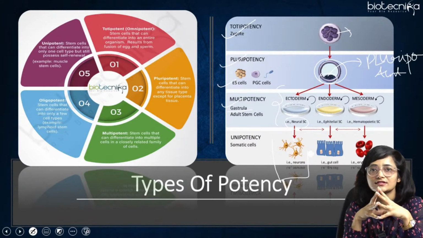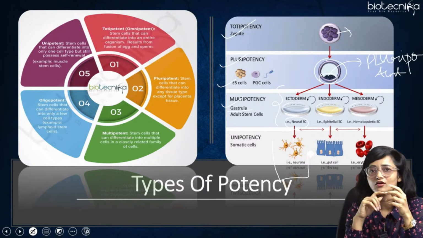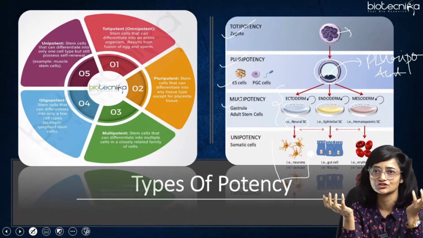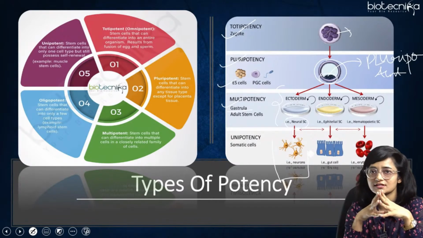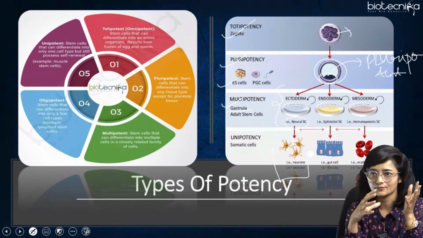Then comes pluripotency. These are stem cells that can differentiate into any tissue type except for the placenta tissue, right? Only the placenta tissues they cannot differentiate into. Other than that, all different kinds of tissues they can differentiate into. So here come the pluripotent cells. The extra-embryonic part it cannot produce, but other parts it can produce, right?